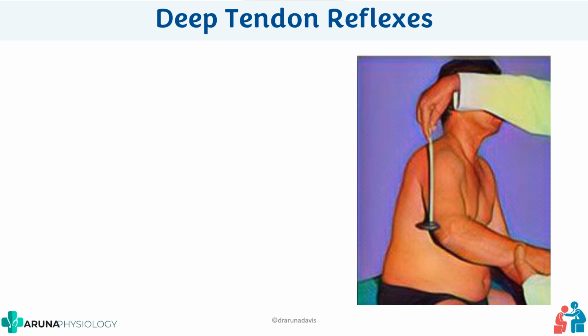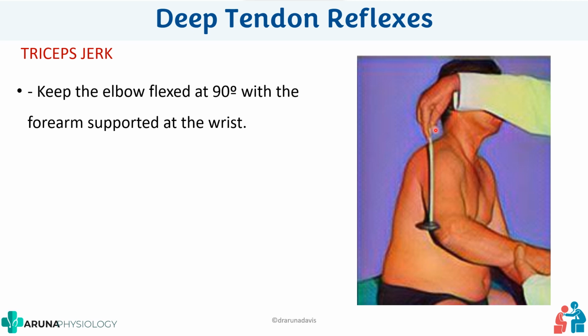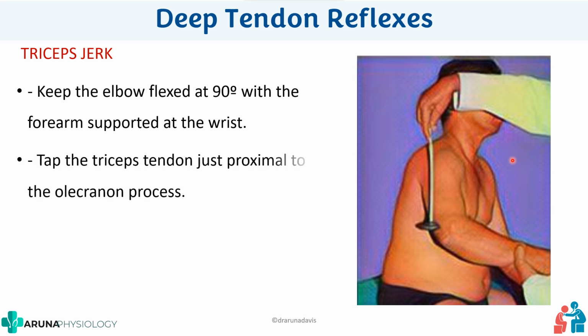So the next important jerk is the triceps jerk. So how do we do the triceps jerk? For this we have to keep the elbow flexed at 90 degrees and the forearm supported at the wrist. So you support the subject's forearm at the wrist and then tap the triceps tendon just proximal to the olecranon process. See here, this is the olecranon process. Just above that you have to strike the tendon. So that is how we can do the triceps jerk.